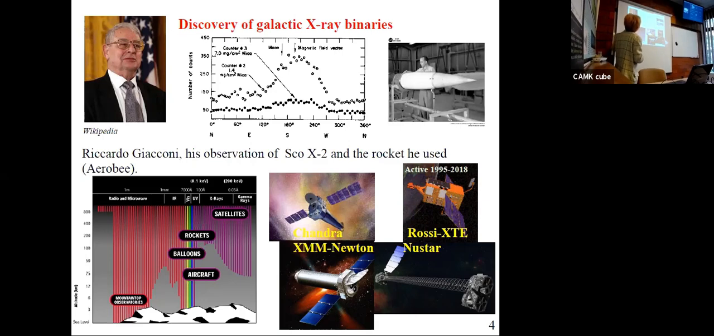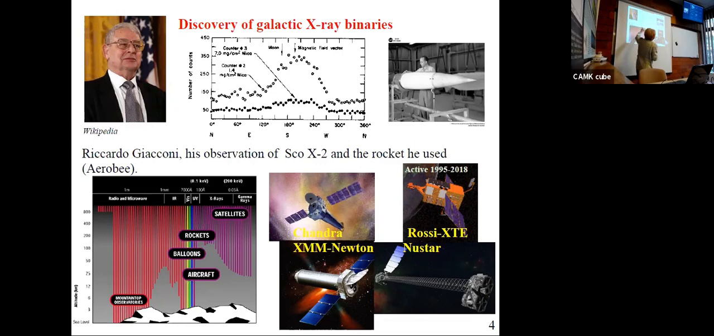But Riccardo Giacconi, who is here, wanted for the first time to record X-rays using some kind of rocket. V2s were too large, so he concentrated on Aerobee rockets, which were not too big. Here you see a human and the rocket. And after a couple of years of fighting with military people to let him have something on the rocket, he succeeded, and this is actually the first observation of the first extrasolar X-ray source, Scorpius X-1.